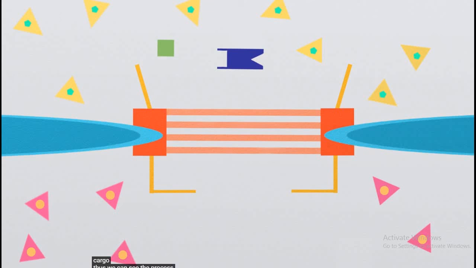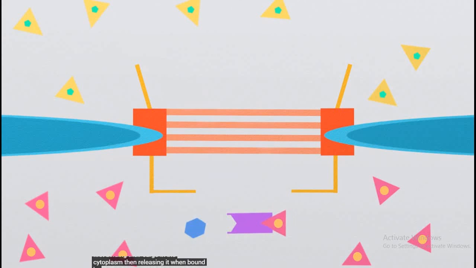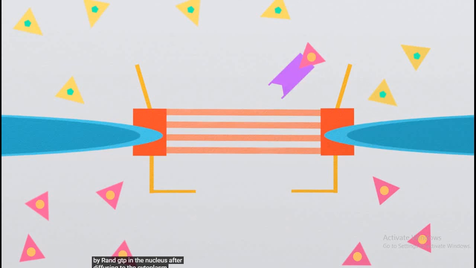Thus, we can see the processes for import and export are similar, but with a few key differences. Importins bind and release their ligands one at a time, first binding their cargo in the cytoplasm, then releasing it when bound by RAN-GTP in the nucleus. After diffusing to the cytoplasm, RAN-GTP hydrolysis causes importins to release RAN.